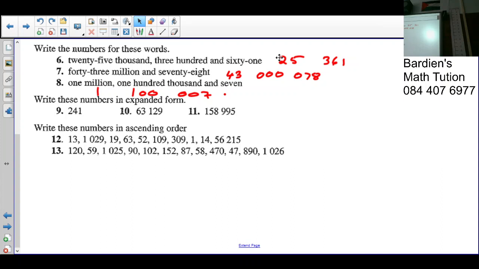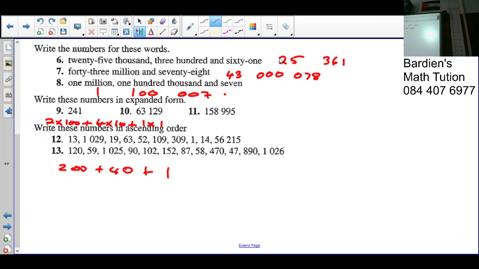Okay. So write these numbers in expanded form. So 241. How are you going to write that in expanded form? Isn't it 2 times 100 plus 4 times 10 plus 1 times 1? Okay, that's expanded. If you're going to write it as 200 plus 40 plus 1, you're not going to get the mark. So this is expanded.